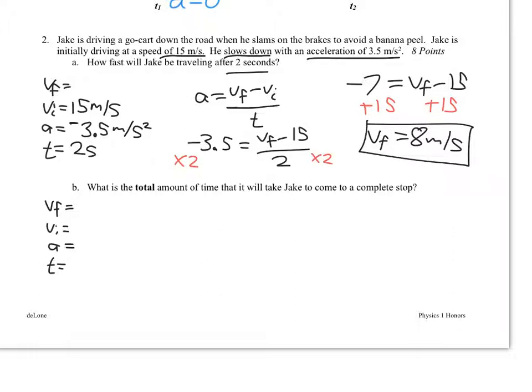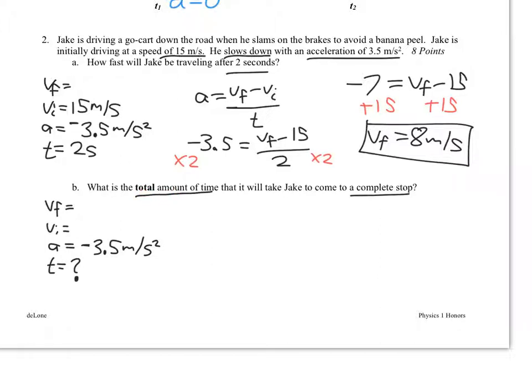For the second question, I now want to know what is the total amount of time that it will take for Jake to come to a complete stop. And so I go ahead and start setting that up again. My acceleration is going to be the same, −3.5 meters per second squared. I now don't know my time anymore. That's what I'm looking for. 2 seconds took us down to 8 meters per second. What we want, though, is that total time it will take to come to a stop. So I don't know that.